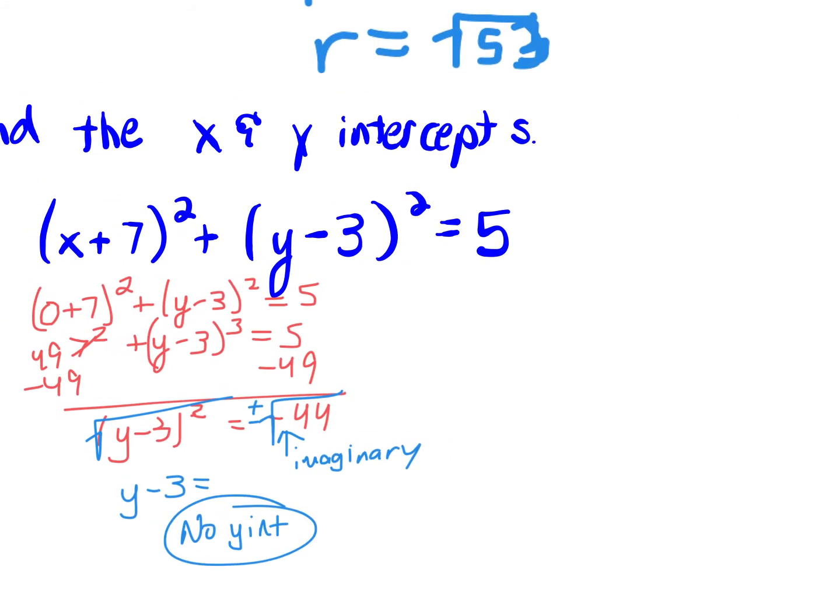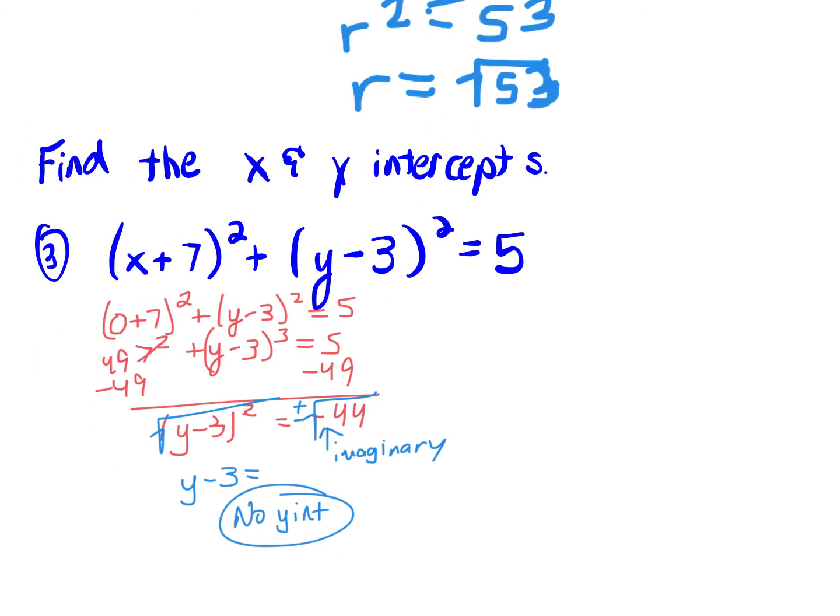All right, now we're going to find the x-intercept. I'm going to plug in 0 for y. So I have x plus 7 squared plus y minus 3 squared equals 5. Don't just assume because one of the intercepts was none that the other one is none. It might end up being that way, but it may not. So make sure you work this out, guys.